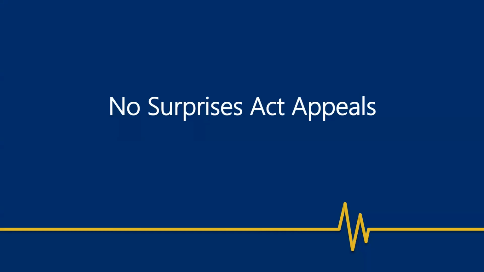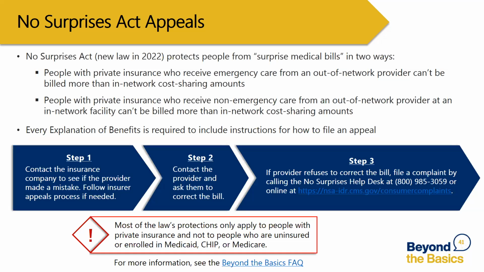Okay, so let's go into the No Surprises Act. The No Surprises Act, or NSA, is a new law, and some of its provisions regarding appeals just went into effect in 2022. The goal of No Surprises is to protect people from surprise medical bills. And this mainly arises in two situations. First, people with private insurance who go to the emergency room and get care provided by an out-of-network provider. Because it's an emergency, the No Surprises Act says you can't be billed more than your in-network cost-sharing amounts.